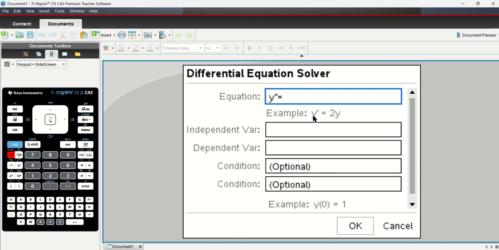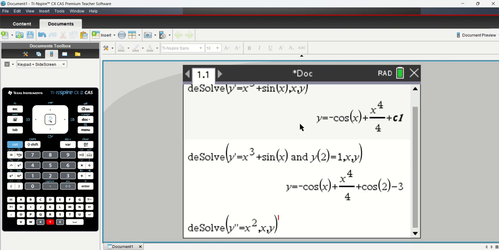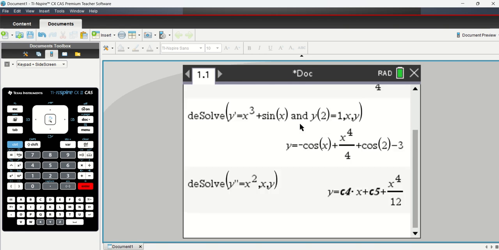The second derivative is equal to x squared. Again, independent variable, oops, I missed it, x, dependent variable y. If we don't put any conditions in, look what we get. So second derivative, that's the syntax you can see there. And then you get two integration constants there, and that's because we've integrated twice, as we would expect. Okay, so normally you would have been given a condition so that you can fully solve this.